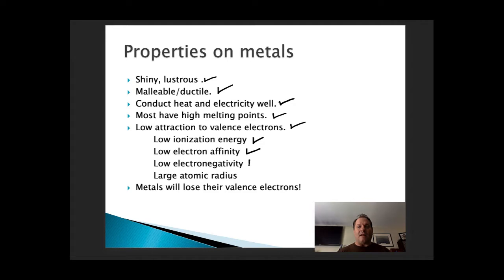They have a low electronegativity. Electronegativity is a measure of an atom's ability to attract electrons during bonding. So these have a low electronegativity. And they have large atomic radii, meaning that they are large atoms. That's another ramification of not holding your electrons tightly. They're free to wander a little bit. So the important thing to remember here is that metals are going to lose their valence electrons. They have a low attraction for electrons.